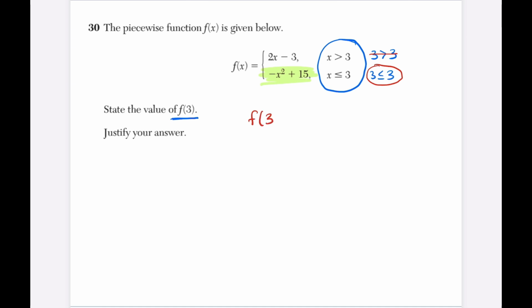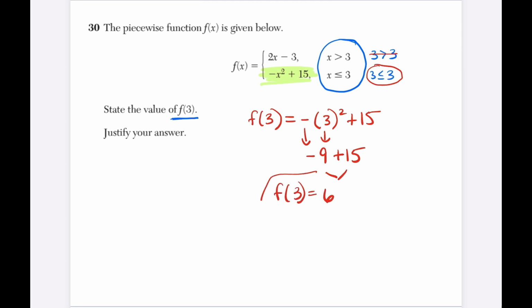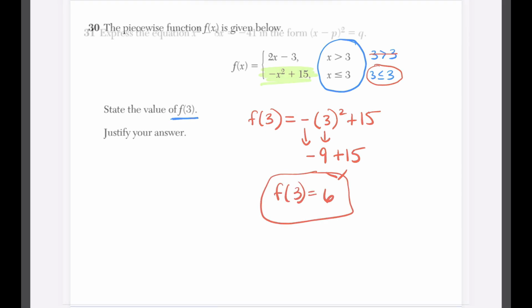So to find f of 3, I'm going to substitute into this highlighted expression 3 for my x value and evaluate. So 3 squared is 9. Going to bring down that negative sign, or in essence multiply the 9 by negative 1, bring down the plus 15, and that gives me a value of 6. So f of 3 for this piecewise function is 6.